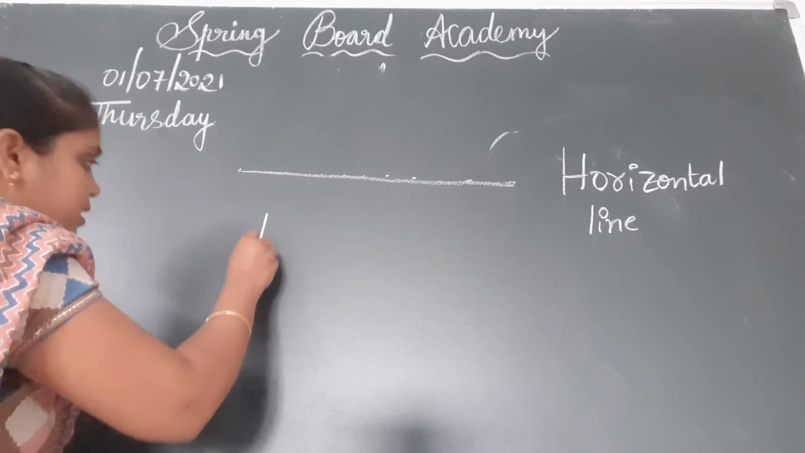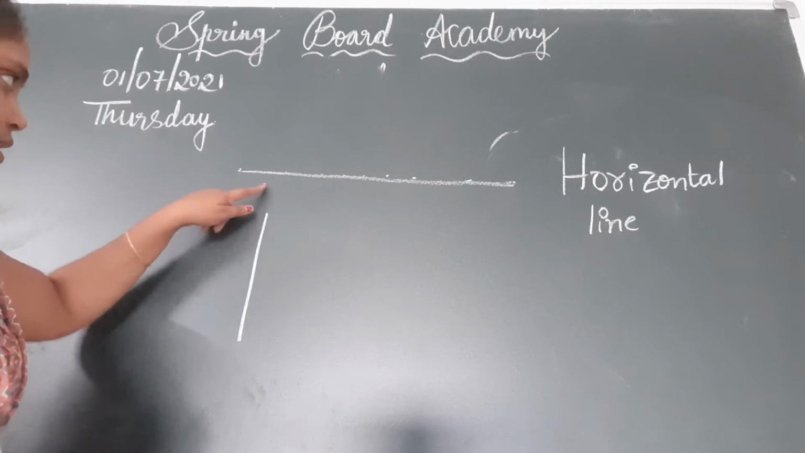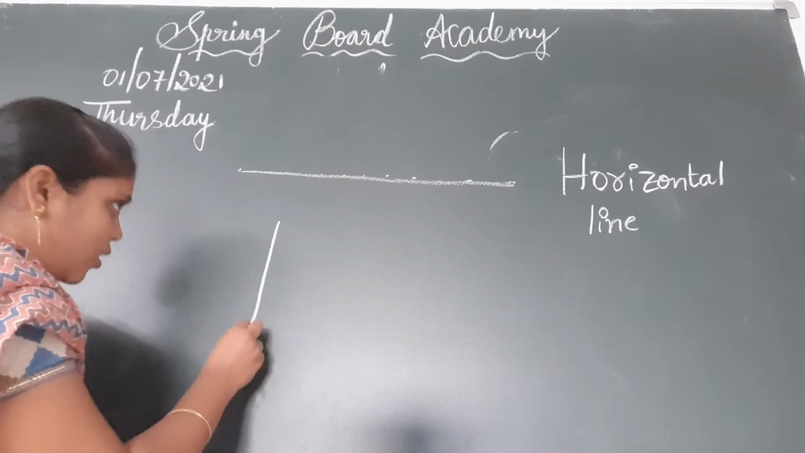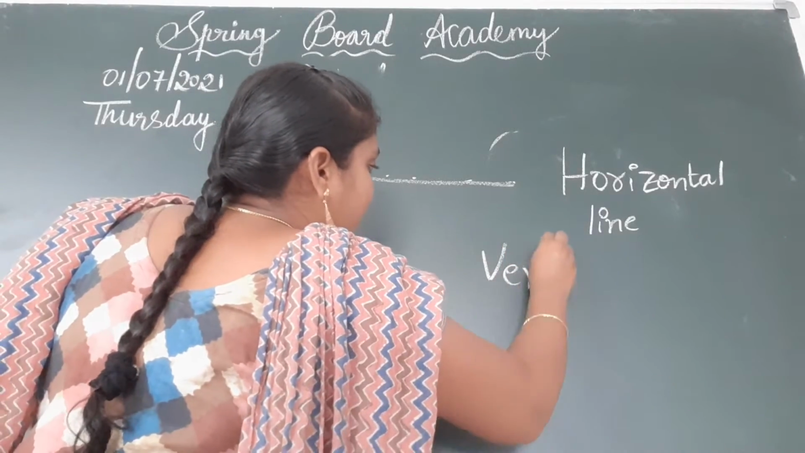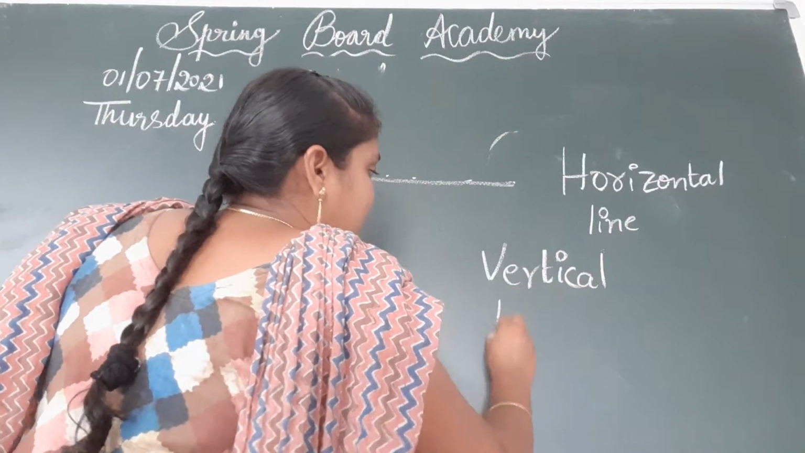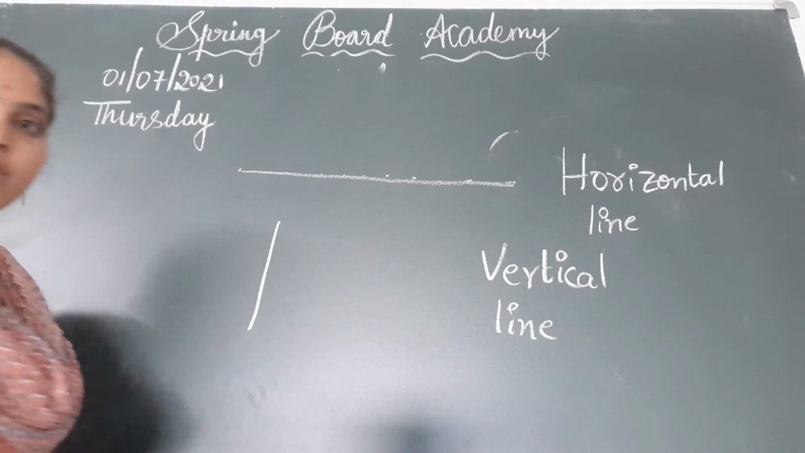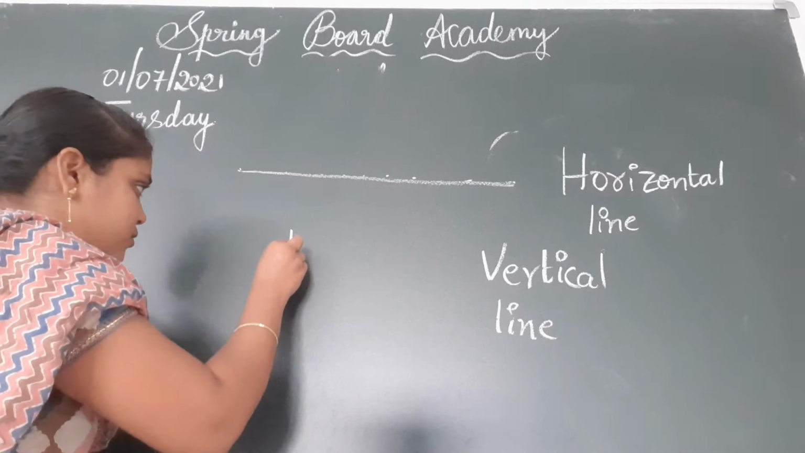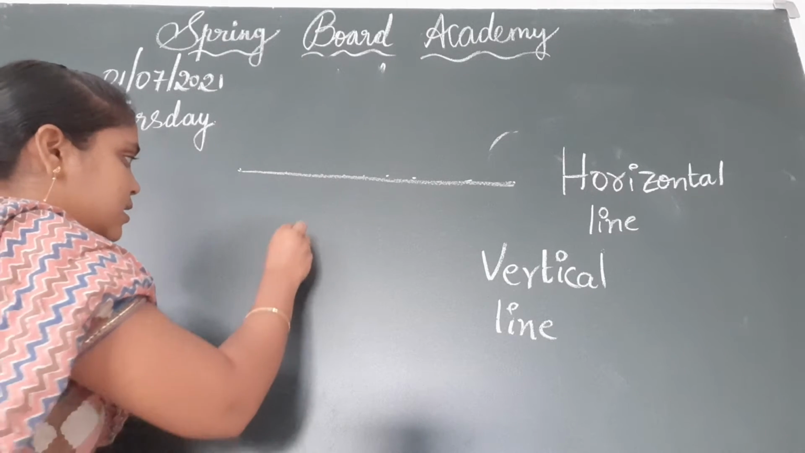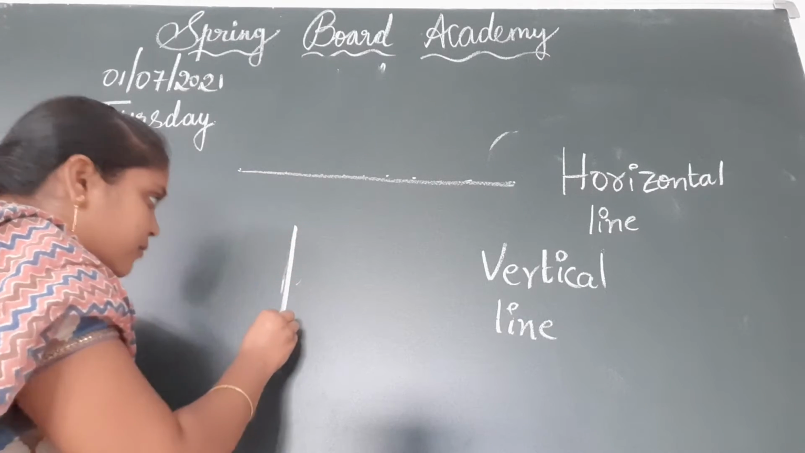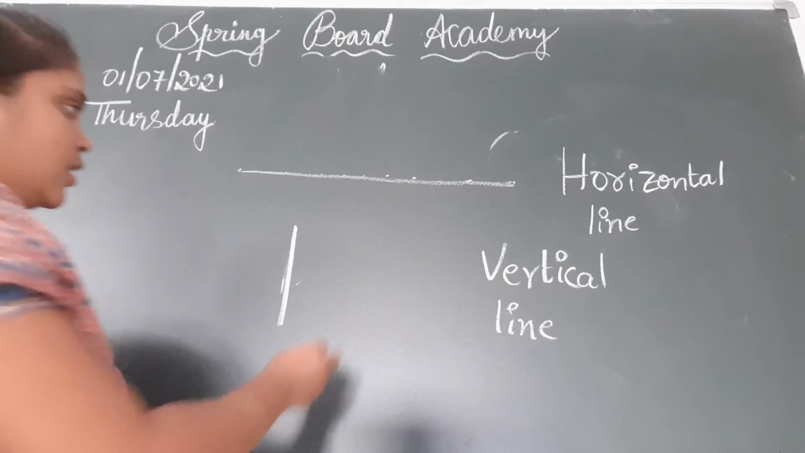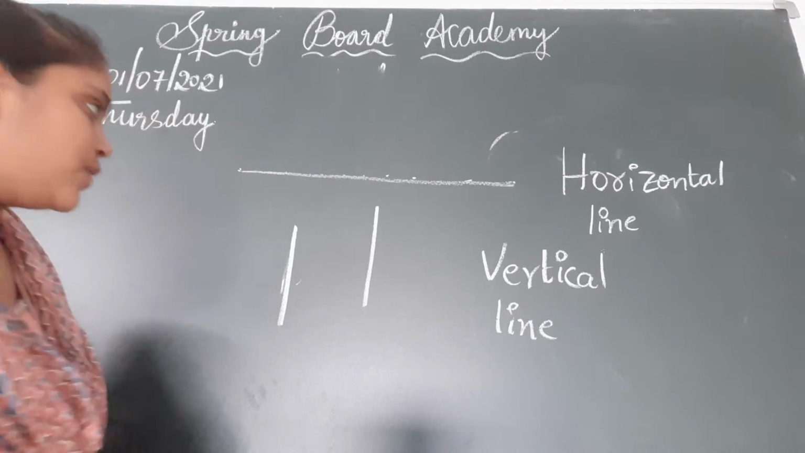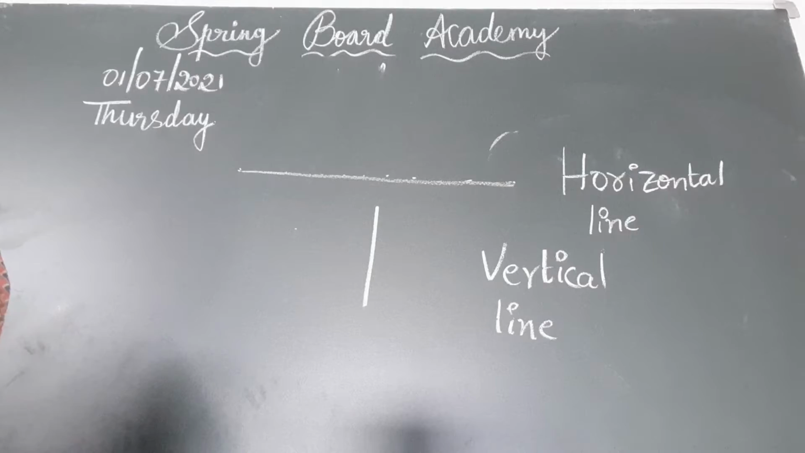Next, trace the dots to draw vertical lines. This is a vertical line. Here this is a straight line and this is also a straight line, children. So this is called a vertical line. Wait, sorry, here I drew it slanting. Draw it straight, children. So this is vertical. You have to draw the lines from top to bottom. So this is a vertical line.